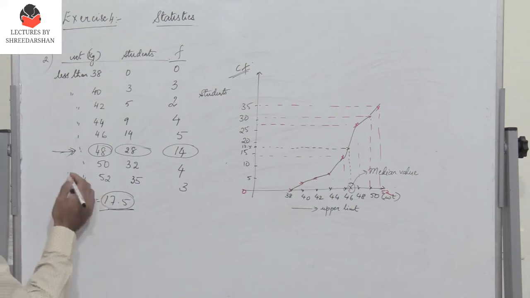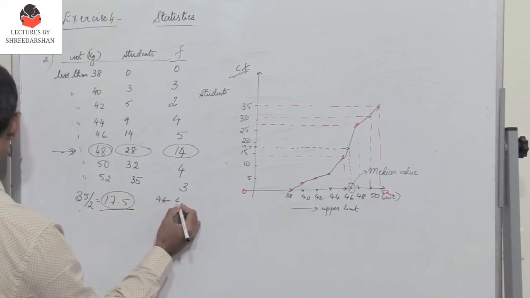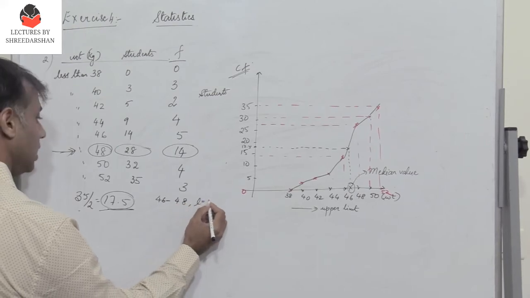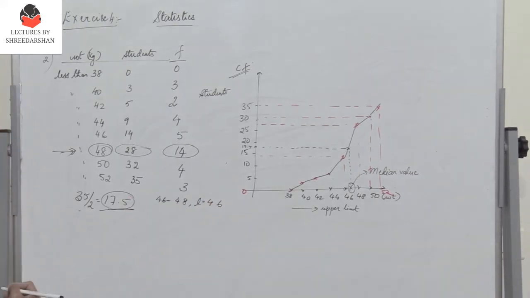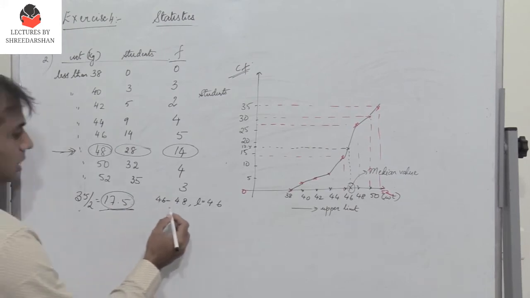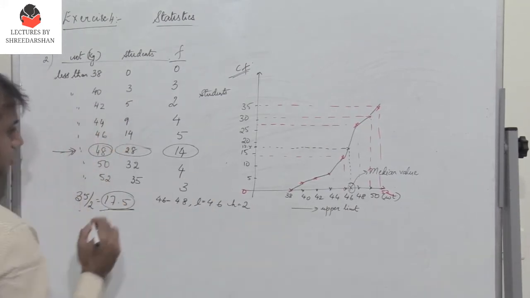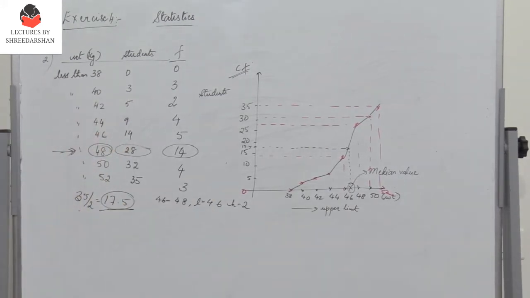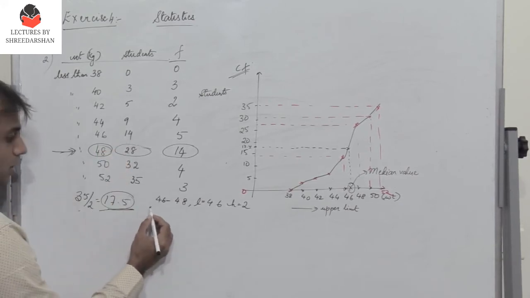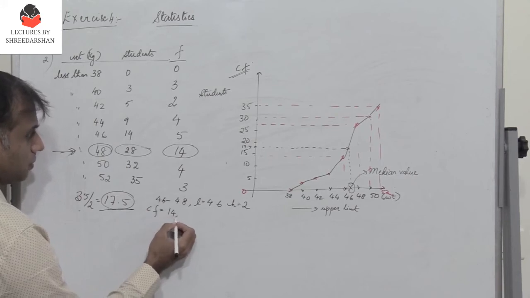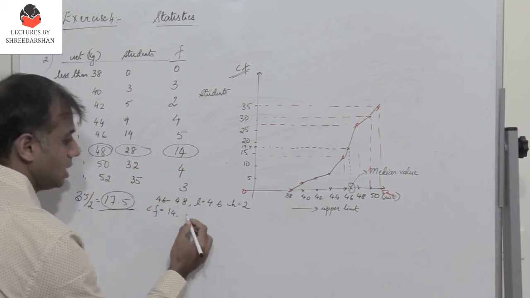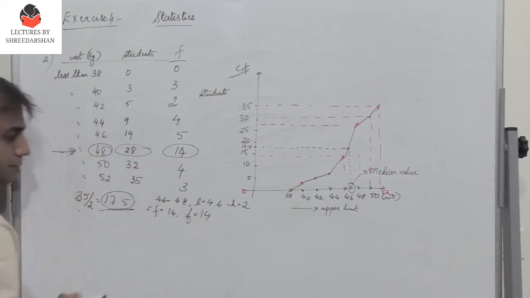So let's do the theoretical calculations. The median class, as we know, is 46 to 48. So L is 46. And what about H? The class size is 2. Alright. So next we also need to find the cumulative frequency. The preceding cumulative frequency CF is 14. And the frequency of the class interval F is 14. Right?